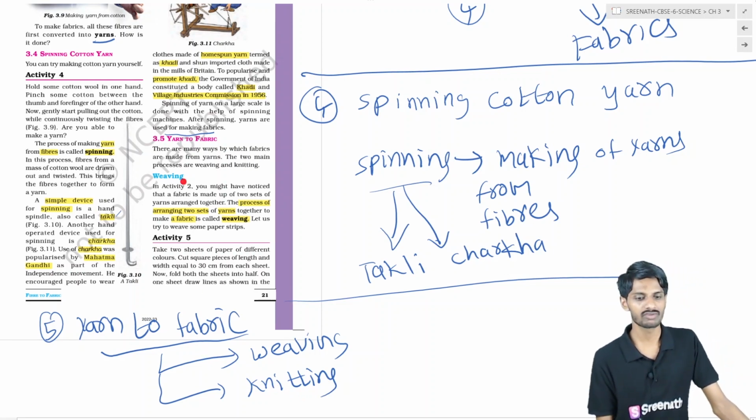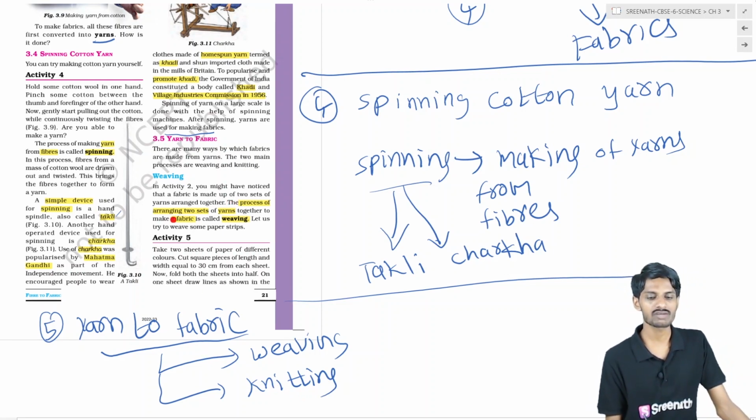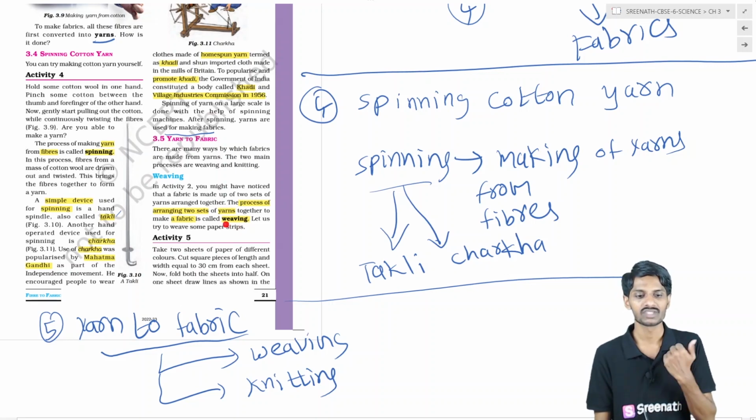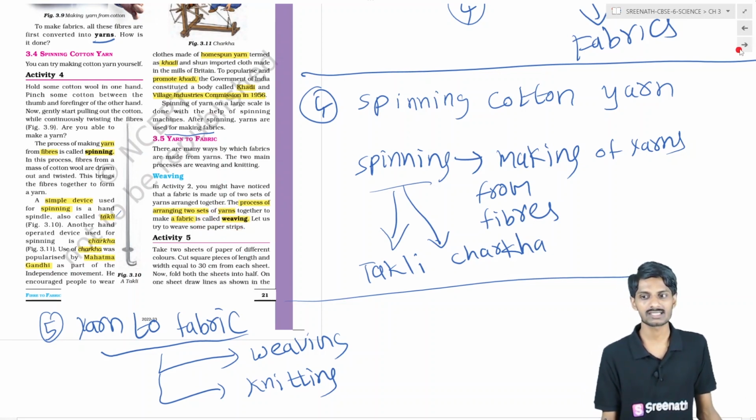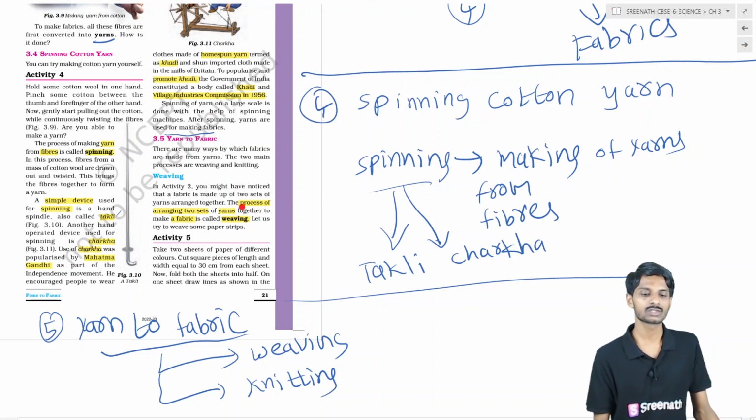So what does weaving mean? The process of arranging two sets of yarns together to make a fabric is called weaving. So what we are doing is arranging two sets of yarns together. Arranging two sets of yarn together is the process of weaving. Okay students, why are we arranging like that? To get fabric.